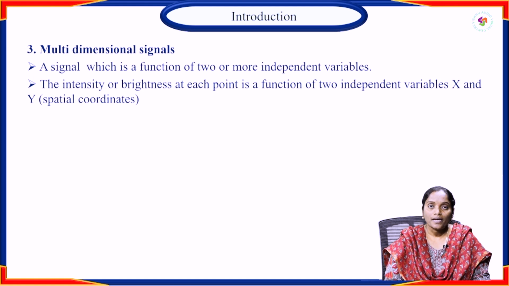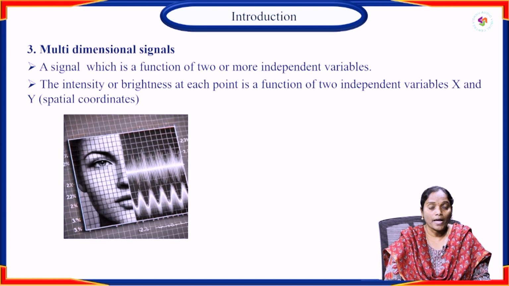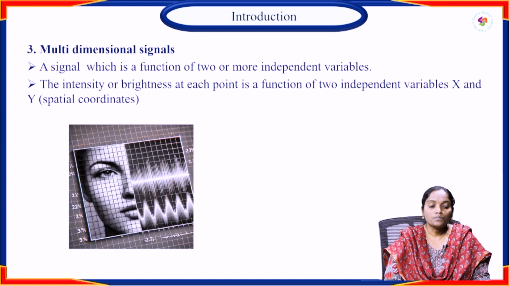I consider the example of a picture signal, which has an x-axis and a y-axis. We call these the spatial coordinates that denote the intensity and brightness at each point. So these two are the spatial coordinates. An image or picture is an example of a multi-dimensional signal.